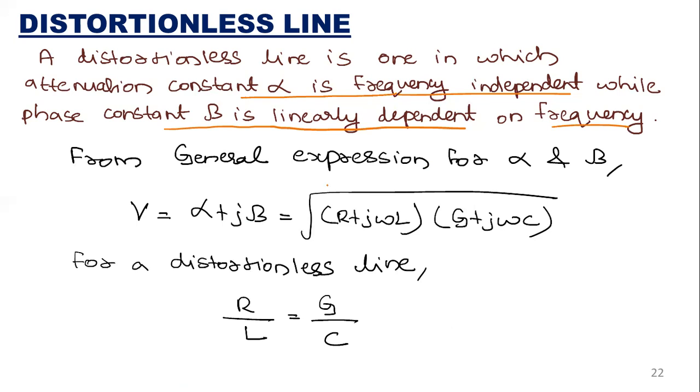From the general expression for alpha and beta, you know gamma is equal to alpha plus j beta, which is equal to root of (R plus j omega L) into (G plus j omega C). So for a distortionless line, the primary constants R, L, C, and G have a relation, that is R by L is equal to G by C. For the lossless line, I have given you all the steps in detail, but the distortionless line can be worked out similarly.